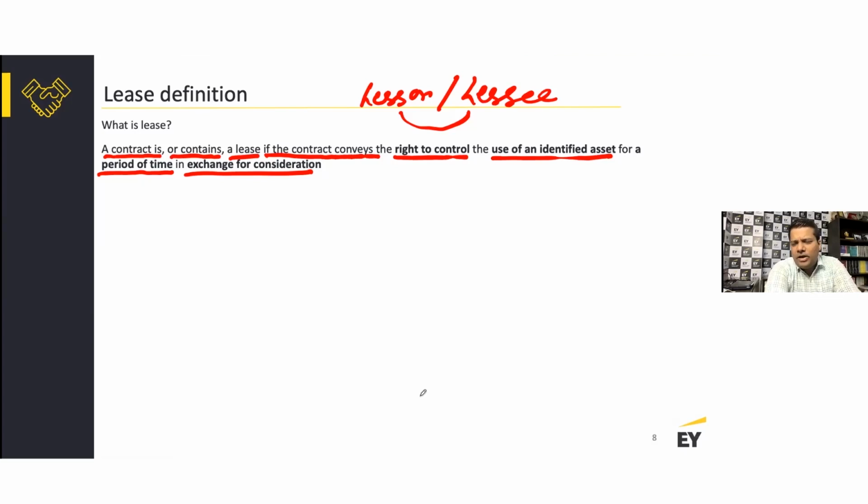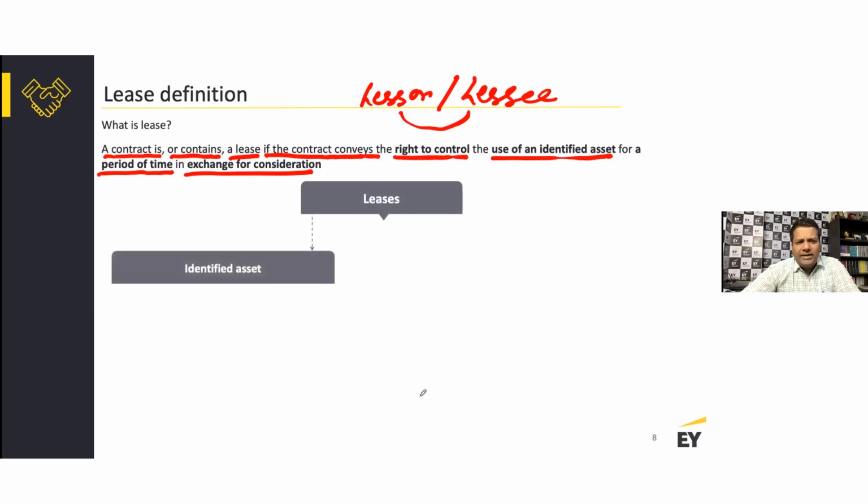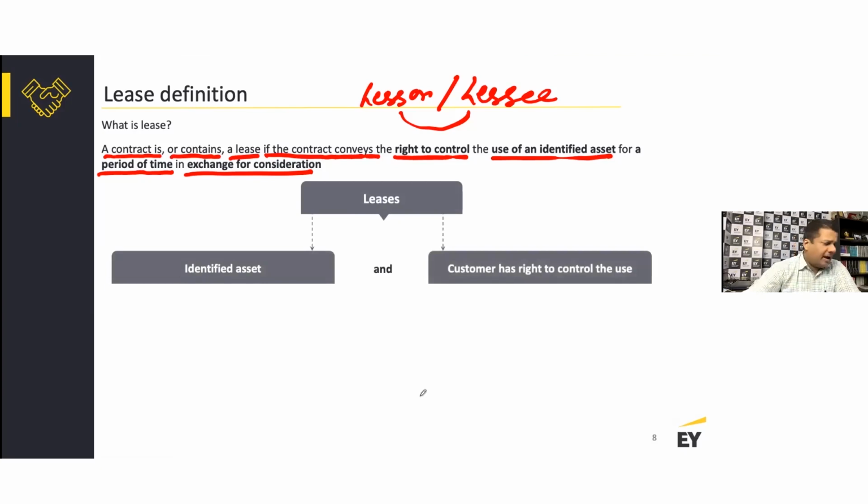And of course, if you're getting a right to control and use it for a period of time, then you've got to pay. So it has to be a commercial transaction, with a commercial consideration involved. So if I were to look at it simplistically, for leases, there has to be an identified asset and there has to be a right to control the use.